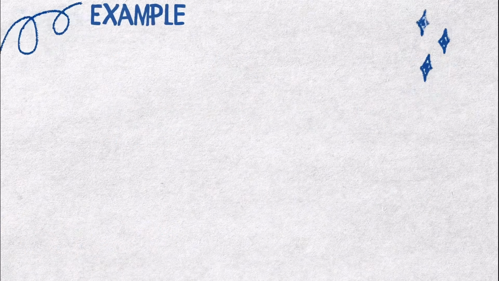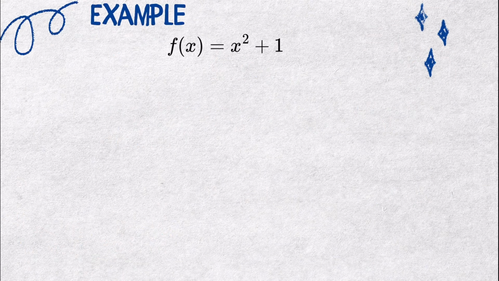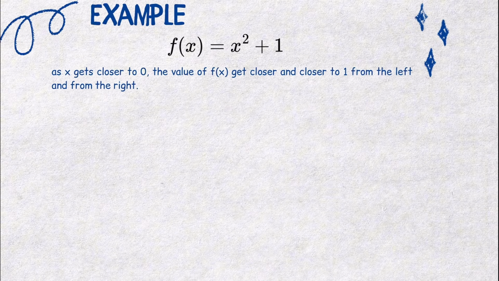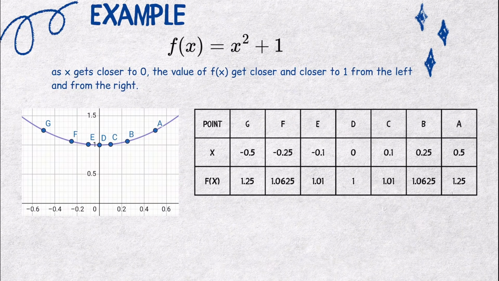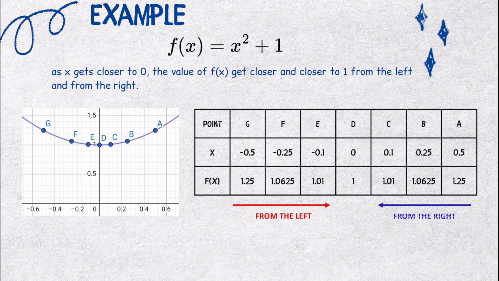For the function f of x equals x squared plus 1, when x gets closer to 0, f of x gets closer to 1 from both sides. The table clearly shows the values moving closer and closer to 1 as x approaches 0 from left and right.